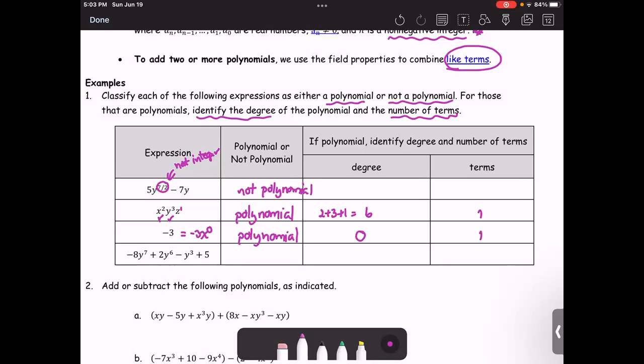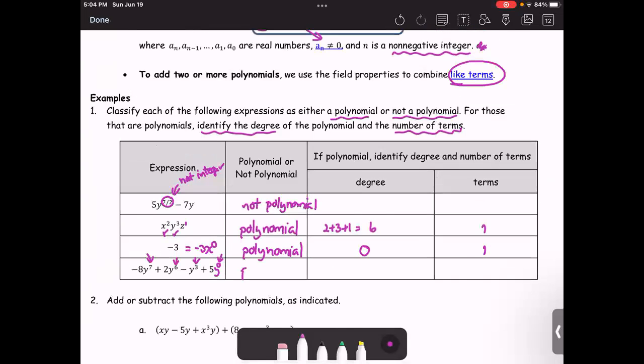And the last expression, which is negative 8 times y to the 7, plus 2 times y to the 6, minus y to the third power, plus 5. Each term contains the variable and a real number as a coefficient. For the variable, the power is a non-negative integer, like the power 7, power 6, power 3, and the last one, we can treat it as 5 times y to the 0. 0 is another non-negative integer. So this expression is also considered a polynomial.